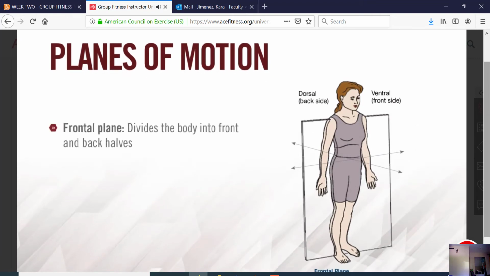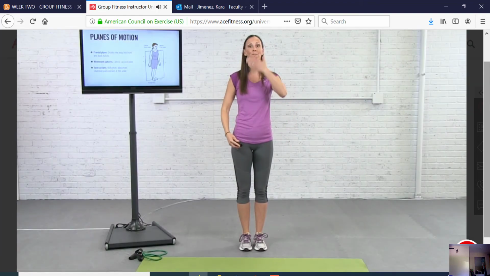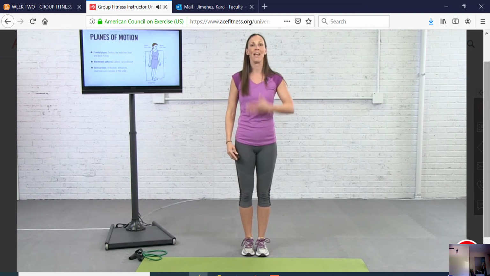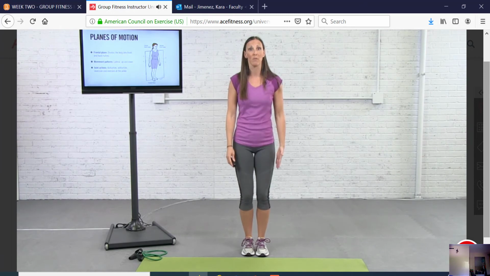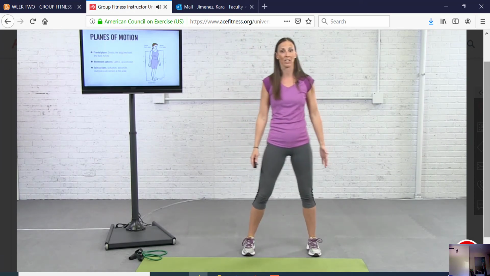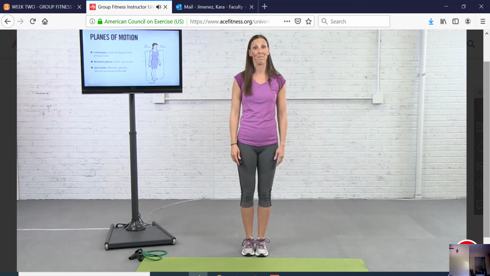The frontal plane divides the body into a front and a back half. Take that imaginary wall and place it in front of me. Any movement that I do where I remain in contact with the wall is in the frontal plane. So I can move down and up, and I can move sideways, laterally. That's all in the frontal plane.